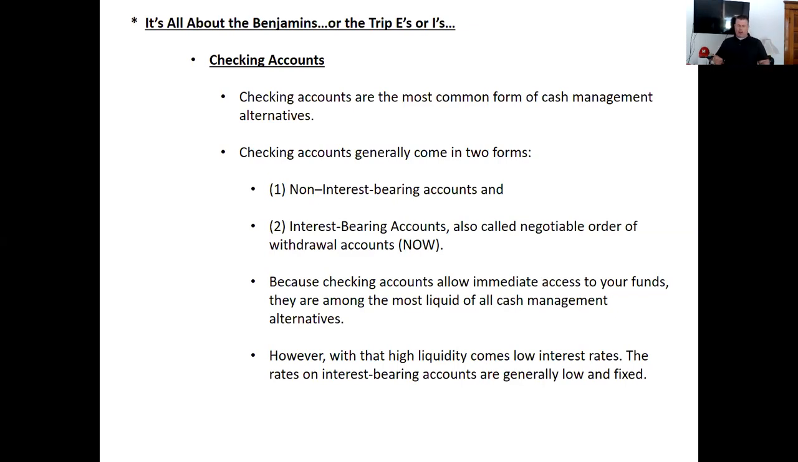So the rates on interest-bearing accounts, those NOW accounts, are usually very low and they're fixed. And I'm talking sub 1% low. We're talking maybe you get 0.01%. So if you're planning for retirement, a checking account with an interest rate isn't going to cut it for you, basically, because it won't keep up with inflation.